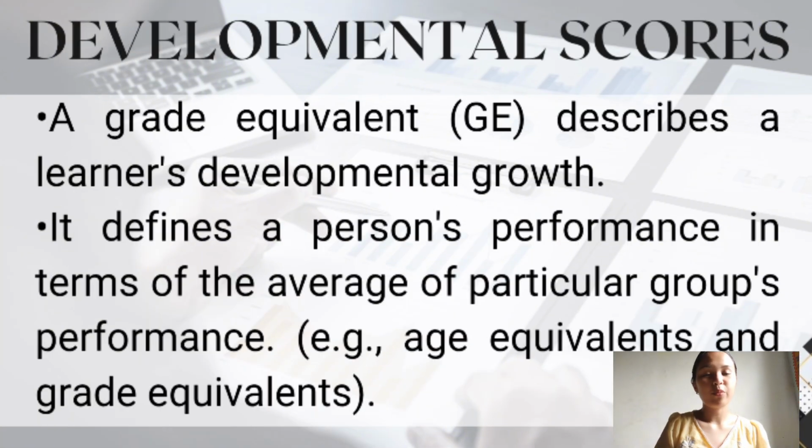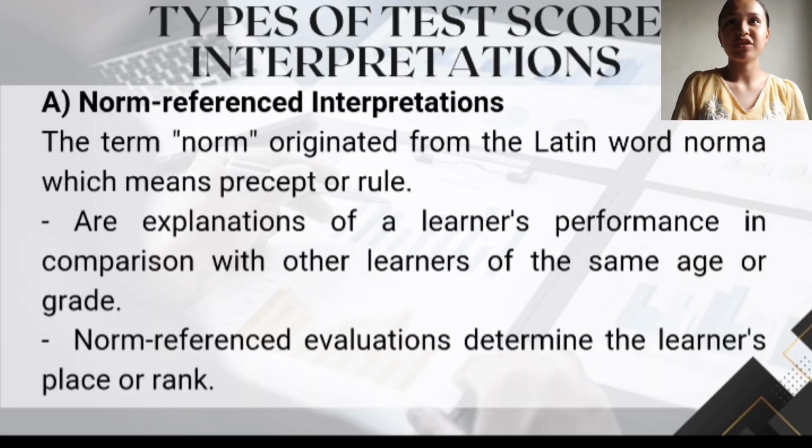E. Developmental scores. A grade equivalent or GE describes a learner's developmental growth, and it defines a person's performance in terms of the average of a particular group's performance. Example, age equivalence and grade equivalence. These are the types of test score interpretations.